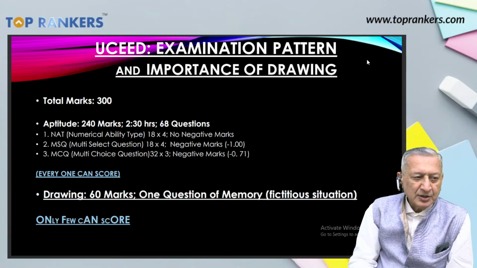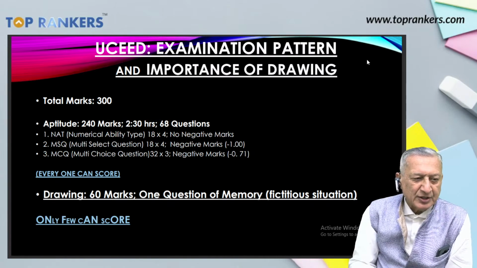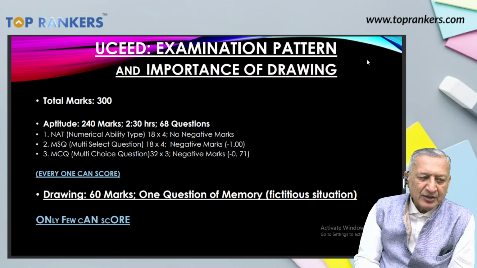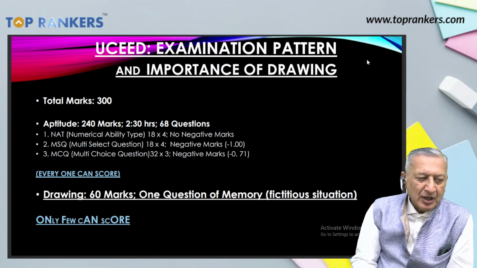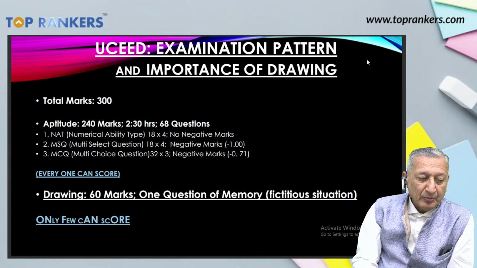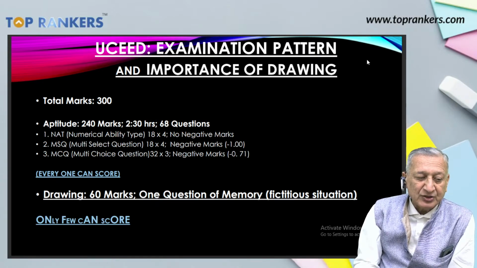Now, friends, in this UCEED examination pattern and importance of drawing, I want to tell you firstly how the marks are divided. Total marks are 300, out of which aptitude is 240 marks. Yes, 240 marks, and I still want to say the importance of drawing is fabulous. For the aptitude 240 marks, you are given 2 hours and 30 minutes to solve 68 questions.